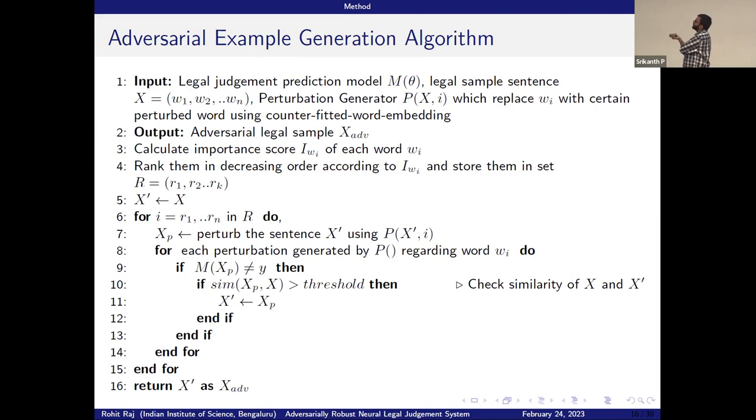Then after, first we take the most important word and we perturb it by putting in a synonym. And then we check whether, after perturbing, the output has changed or not. If the output is not similar to the original output, then we find the similarity between the perturbed sentence and the original sentence. If it is above some threshold, then we consider it as a perturbed example. We are using a threshold of 0.7.